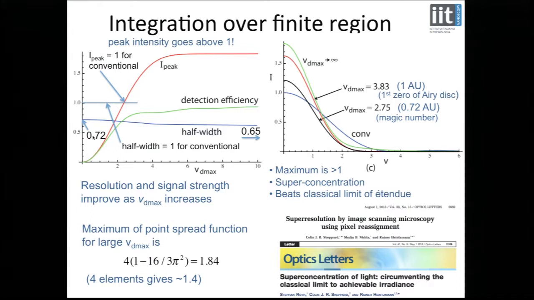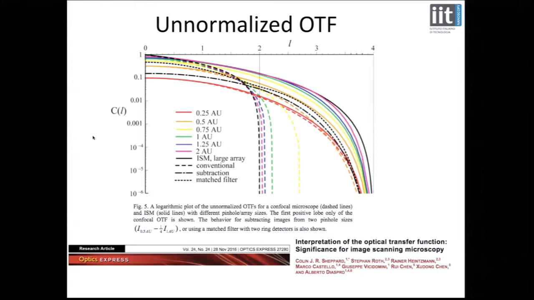This is a more recent paper where we looked at the OTF. This is the unnormalized OTF. So this is basically the strength of the signal that you actually pick up. So I think this is a good way of presenting the results. And this set of curves here, the dashed curves, are for a confocal system with different sizes of pinhole. And you see that it starts off out here, but as the pinhole gets bigger, you lose all the signal. Eventually, it ends up here. Whereas the solid curves, with this pixel reassignment, and actually, in this case, as the array gets bigger, the resolution actually gets better.